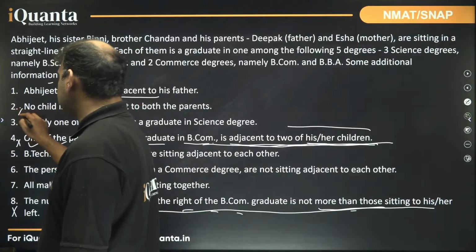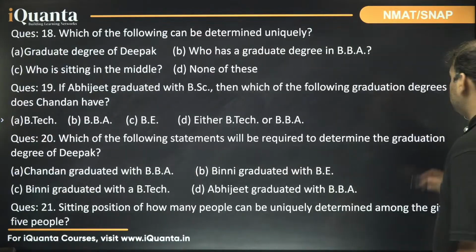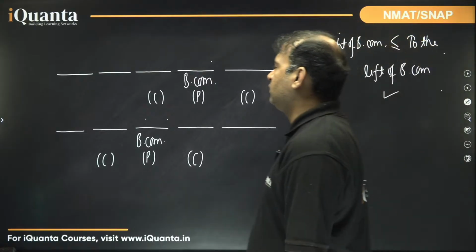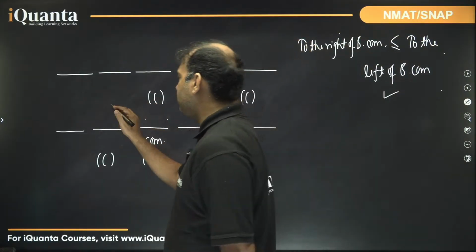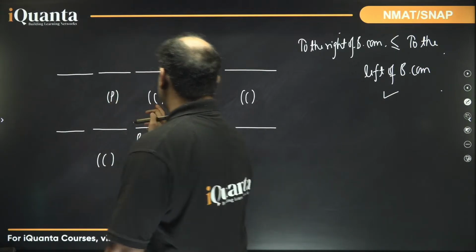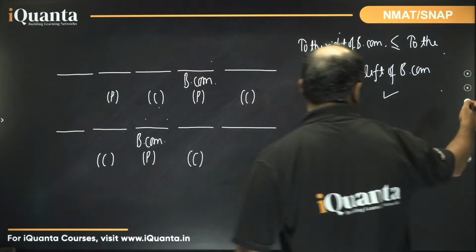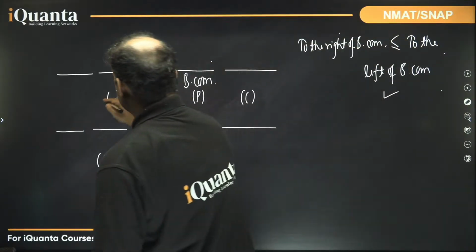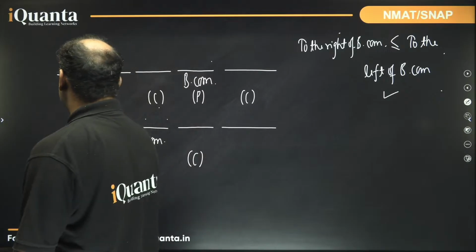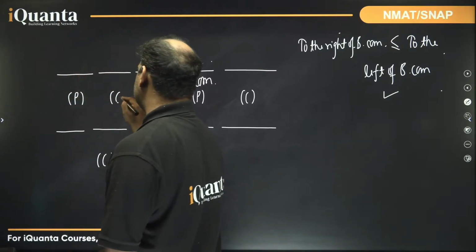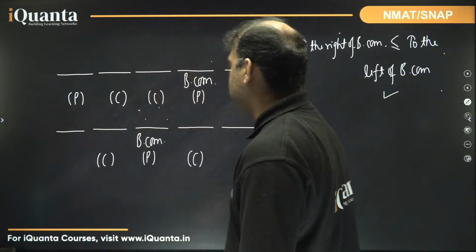In point number 2 they are saying that no child is sitting adjacent to both the parents. So if you think with respect to this child, obviously this cannot be the parent. If this is the parent, then this child will be adjacent to both the parents, so this case will get cancelled out. So this person should not be the parent. That means this person has to be the second parent, and this person has to be the third child, simple as that.